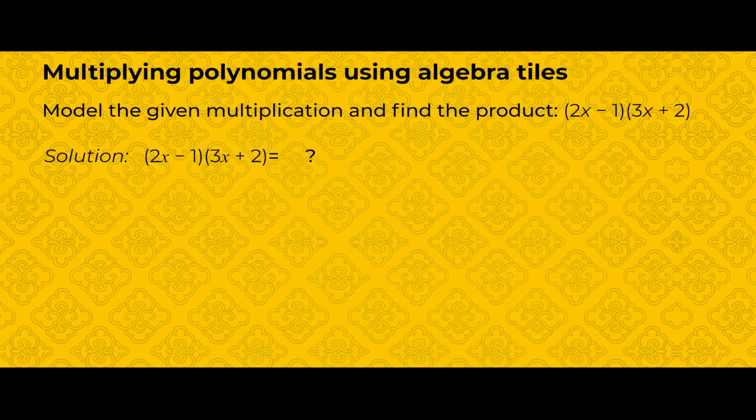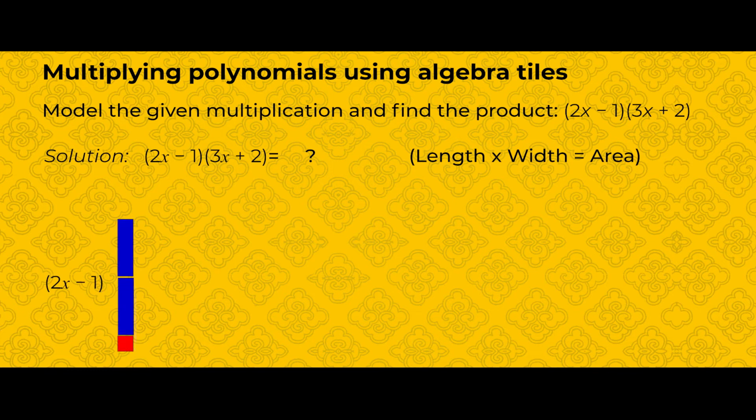So we can consider one of them as the length and one of them as the width. And what will give the product? Yes, it is the area. So the product is generated by the area we get. Okay, so let's begin arranging. So I take 2x minus 1. I take it on the vertical dimension of the rectangle. So I take 2x tiles arranged vertically, and then for minus 1, I keep a negative unit tile.